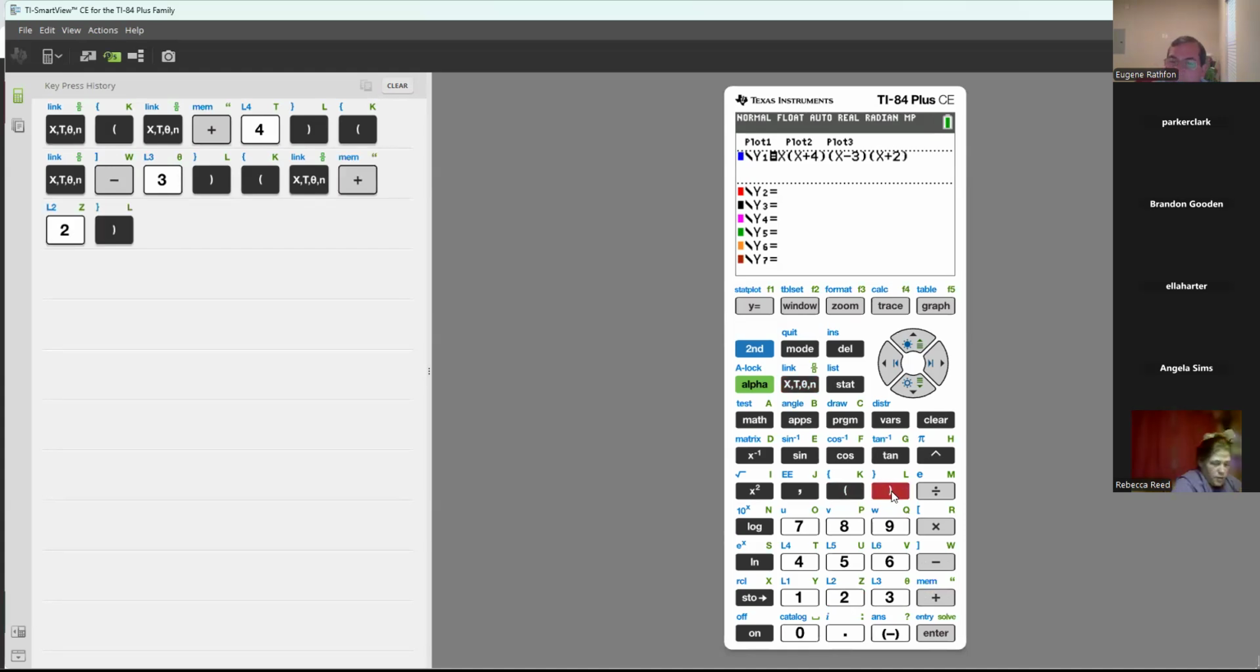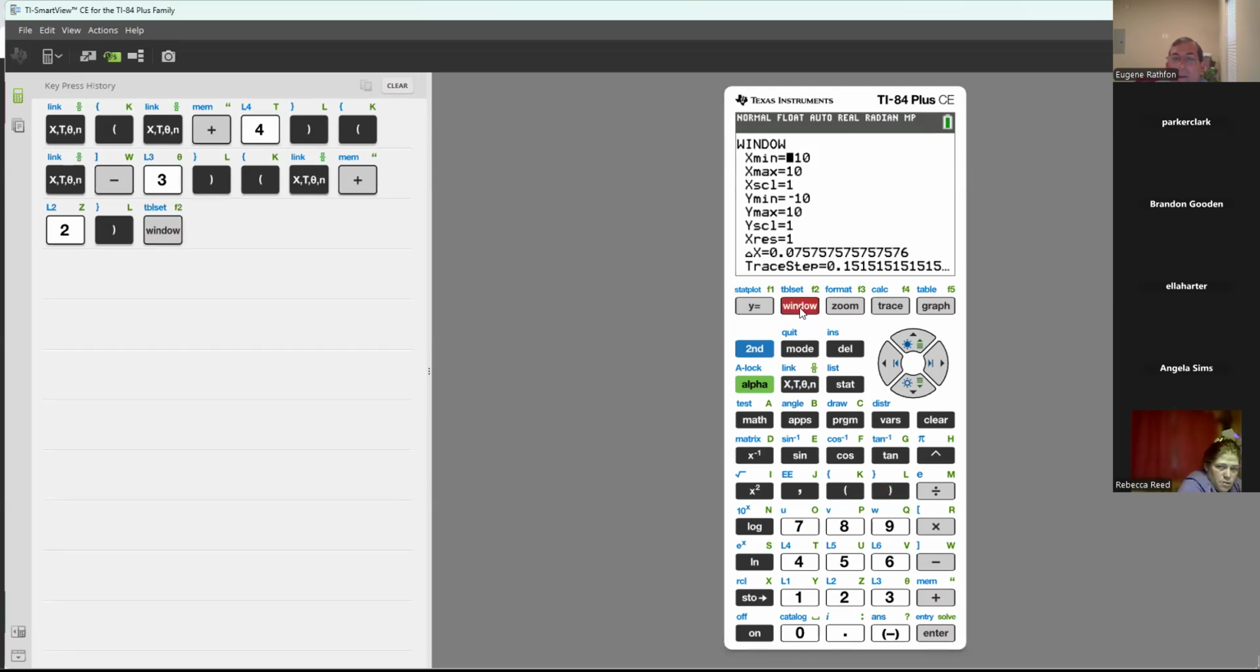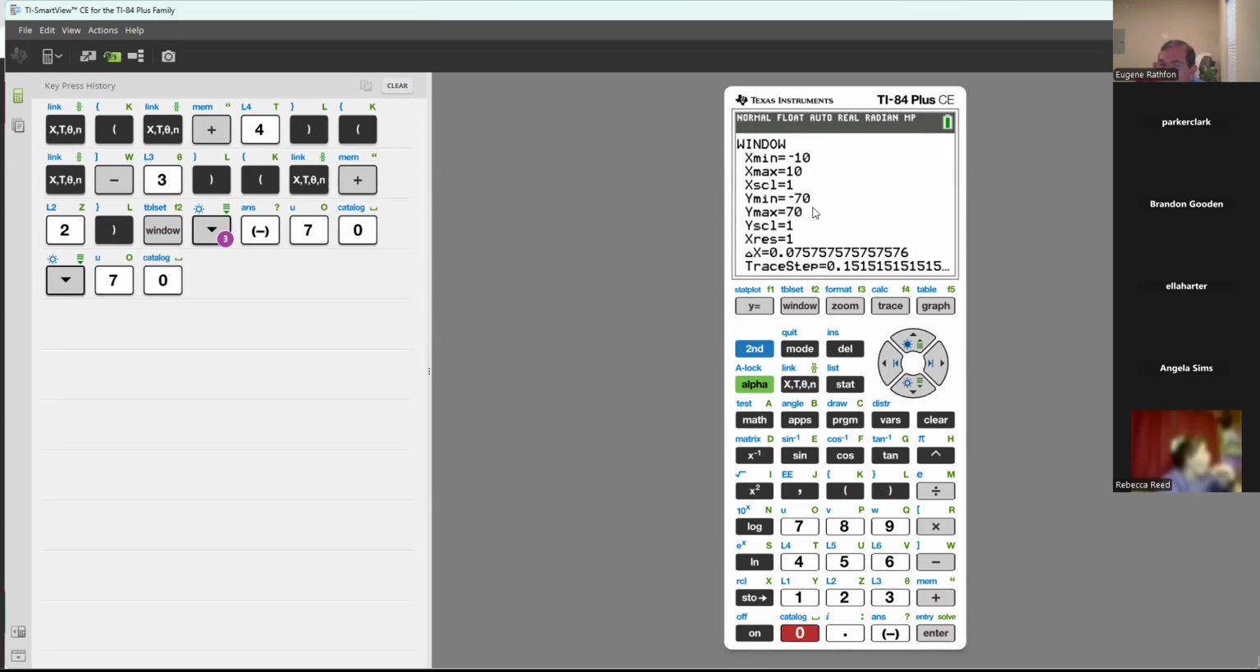Now, I want my graph to match theirs. So you see the window button? You're going to hit that window button. Now the x's were good. They went from negative 10 to 10. The y is what I'm going to change. My y minimum was negative 70. My y maximum was a positive 70. Now that I got the y values to match up, when I hit graph, we're going to pick one of those 4 graphs, okay? So y'all, let's hit graph.